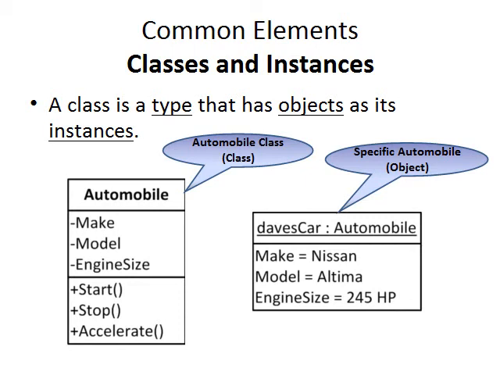The minuses in the attribute compartment indicate private variables. The pluses indicate public operations. So an automobile has a start, stop, and accelerate operation, as well as the make, model, and engine size attributes.